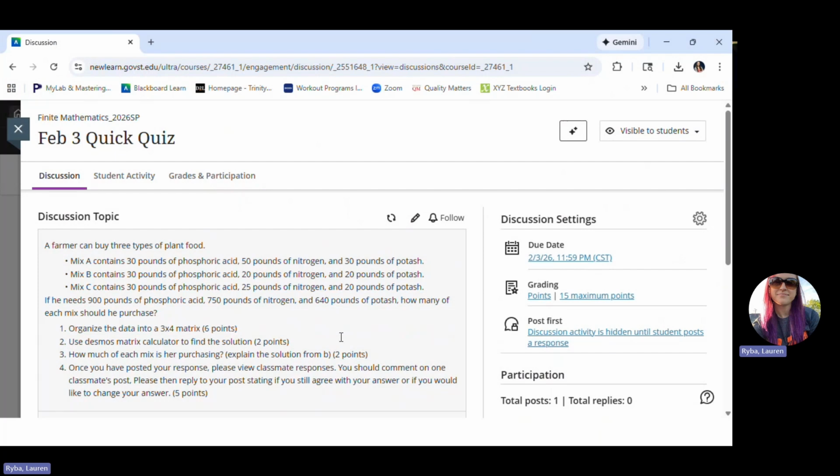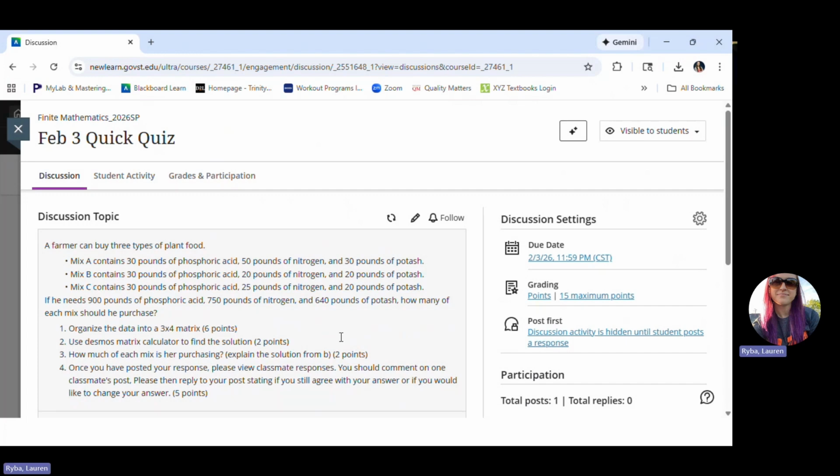All right. So you guys can always do it here, just like normal. The key is turn it into your matrix, then use the Desmos matrix calculator to solve it, and then write your real world solution. And once you've posted your response, find a classmate's response and compare your answers. Okay? So find somebody that you don't end up working with here to compare with.